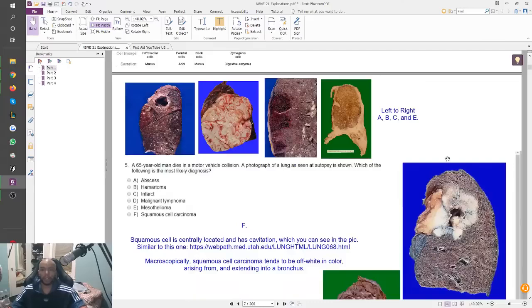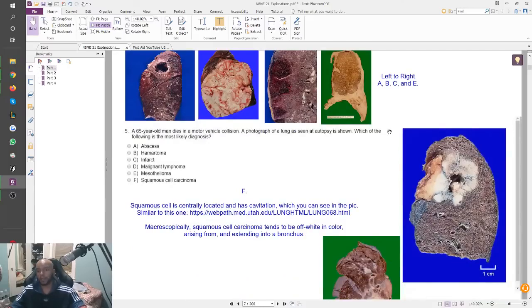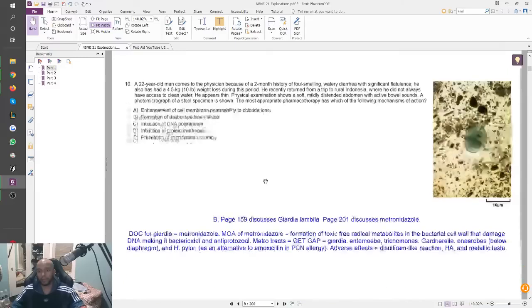Very easy question. But again, if you don't have that experience, then it becomes a very difficult question, and you might be inclined to pick between either an abscess, infarct, even malignant lymphoma. You know, how would that even look like on the lung?